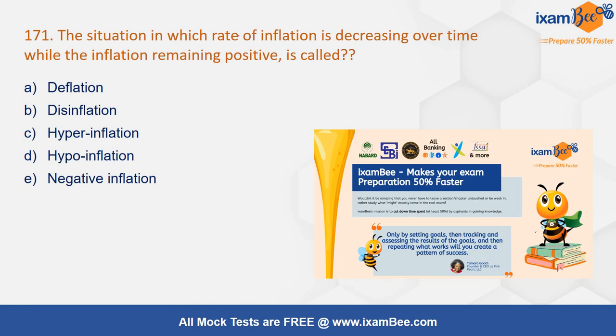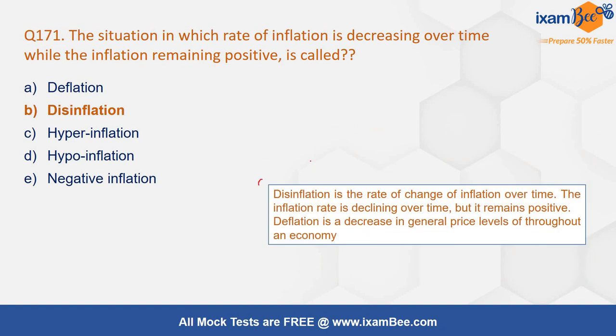The situation in which the rate of inflation is decreasing over time while inflation remains positive. Now you understood, the inflation is not going negative but it is decreasing. So from 6% it goes to 4%, 3%; inflation is positive, still prices are increasing. What is this situation called? This is called disinflation, a decrease in the inflation rate. Deflation is different. Deflation is a decrease in the general price level, so inflation will become negative. That is deflation. Hyperinflation I discussed in another example where I talked about what happened in countries like Zimbabwe, Hungary, Venezuela.